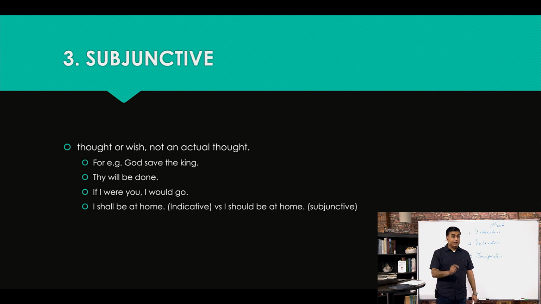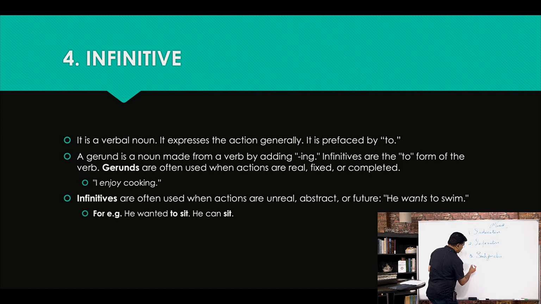I shall be at home means there's definite proof that I will be at home. I should be at home. Subjunctive, which means this may or may not, but there's a good possibility, but may or may not. So there you have subjunctive. Finally, the fourth mood is what's known as the infinitive. The infinitive.